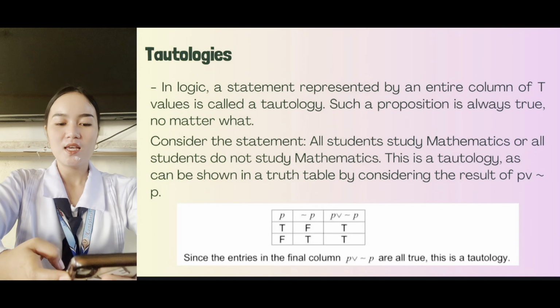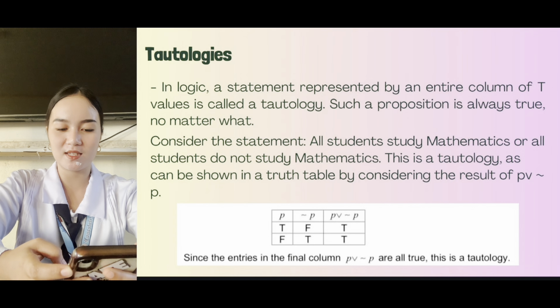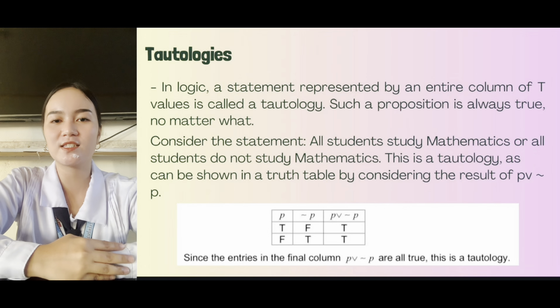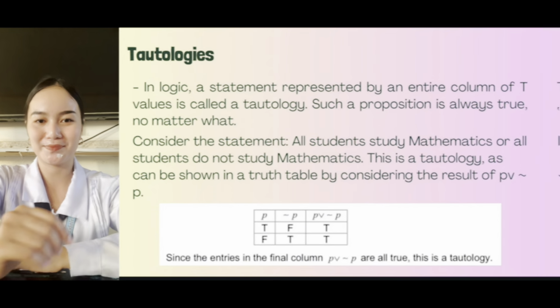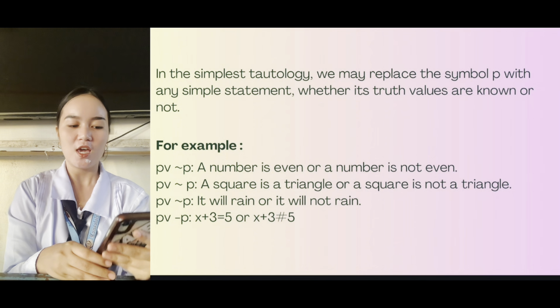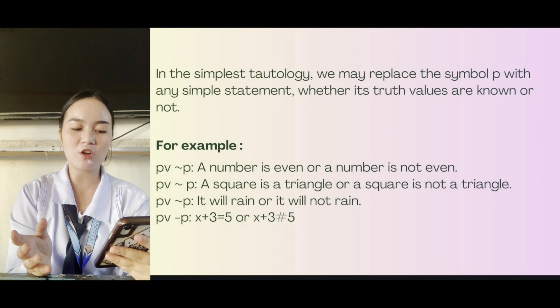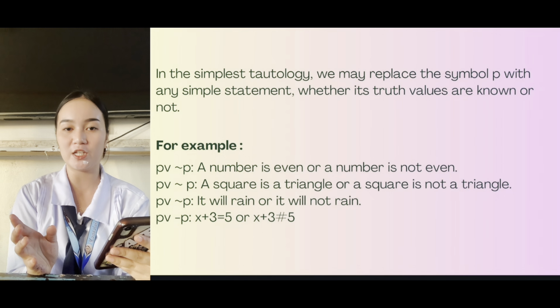The slide uses the example, all students study mathematics or all students do not study mathematics, showing how its truth table always results in true, thus demonstrating a tautology. Since the entries in the final column of P or not P are all true, this is a tautology. In the simplest tautology, we may replace the symbol P with any simple statement whether its truth value is known or not. The example shows that the statement is a tautology because the final column of the truth table contains true values for all possible combinations of P and Q.